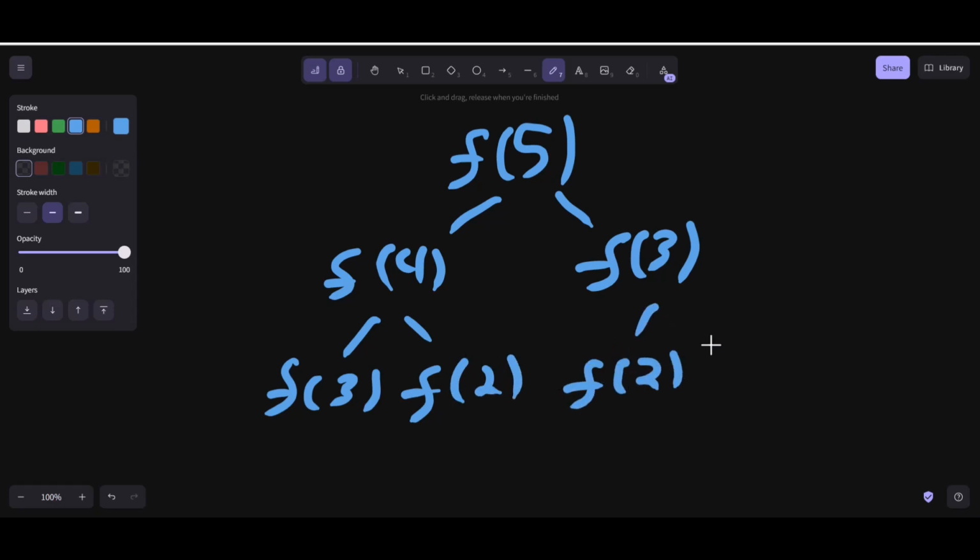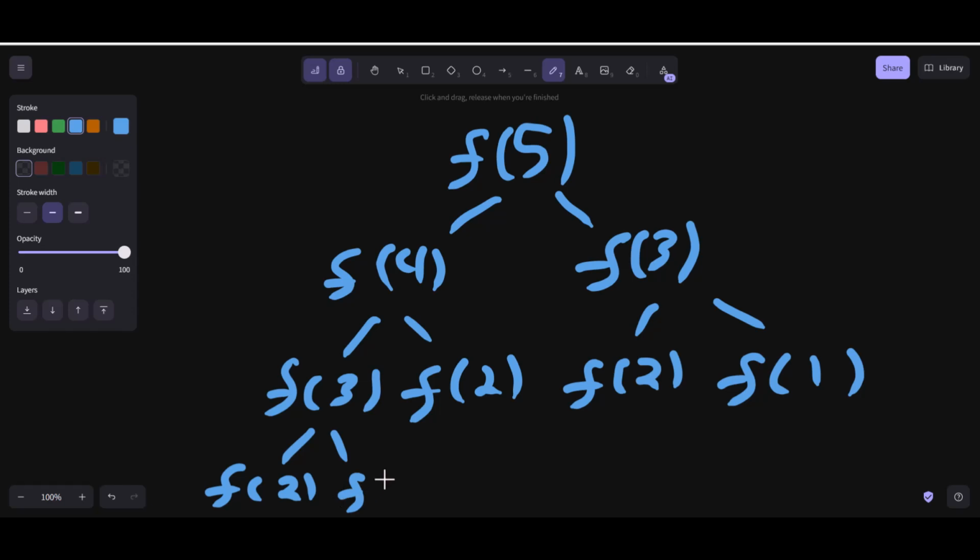F of 2, and then f of 1, because those are the previous ones. And then you could break this down, f of 2, f of 1. This one's just f of 1 and f of 0. And so on and so forth. So you can think of recursion kind of like a pyramid.